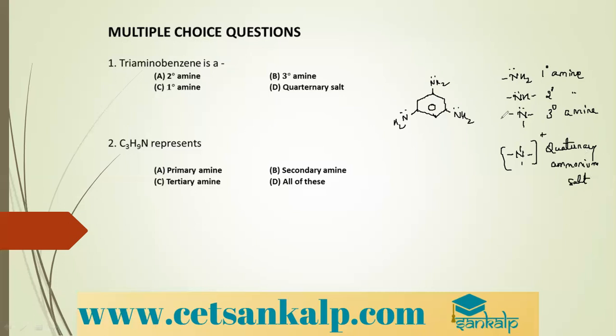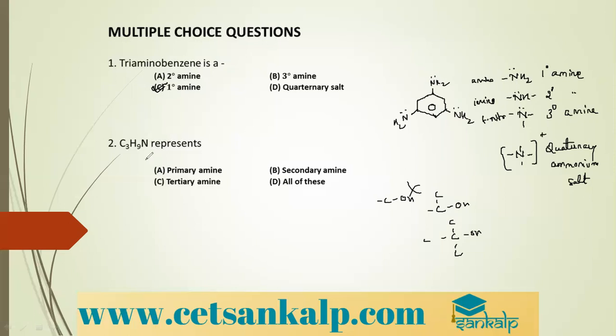Looking at where the NH2 group is present, you cannot say it is primary, secondary or tertiary. Unlike alcohols, if alcohol is present on a primary carbon, we say it is primary alcohol; on a secondary carbon, secondary alcohol; on a tertiary carbon, tertiary alcohol. Unlike this, in case of amines, if an NH2 group is there, it is a primary amine. If an NH group, imine or amino group is there, it is a secondary amine. If a tertiary nitrogen is there, it is a tertiary amine. So what type of amine is triamino benzene? It is a primary amine. Next question.